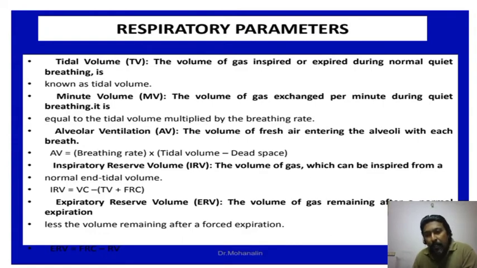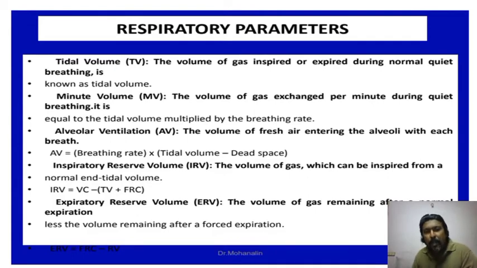And the third important definition is alveolar ventilation. It's the volume of fresh air entering the alveoli with each breath. We know the lung has alveolar chambers, right? These things we have discussed in module 1 itself. And the alveolar ventilation is equal to breathing rate times tidal volume minus dead space. The definition of dead space comes in slide 2, which we will discuss later. Tidal volume we have just now discussed.